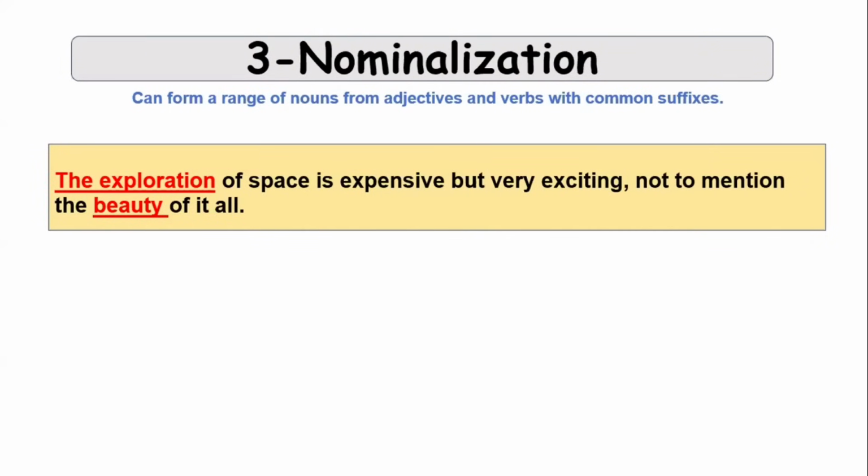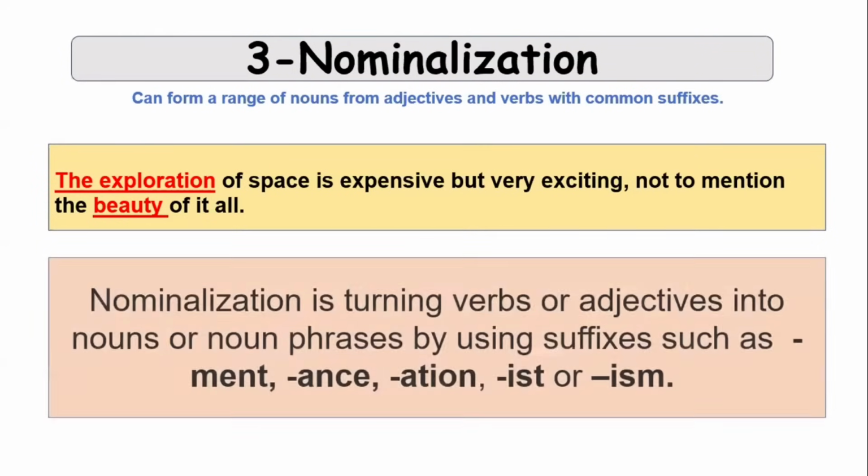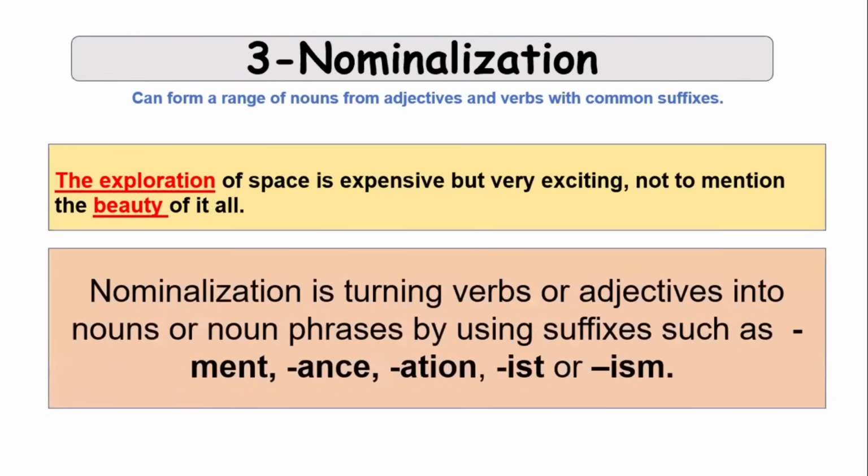It comes from the verb explore, okay? How do I know it's a noun? From the suffix -tion, exploration. And also I have the word beauty, it comes from beautiful. So usually nominalization is turning verbs or adjectives into nouns or noun phrases by using suffixes such as -ment or -ance or -ation or -ist or -ism, many of them, okay?